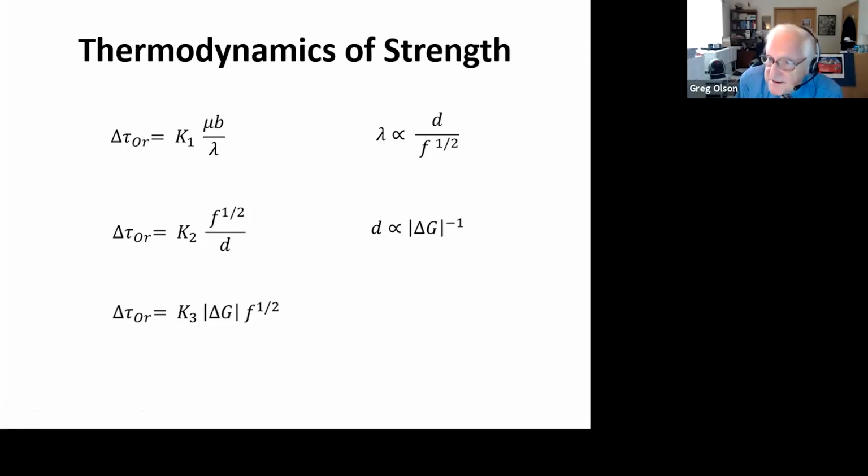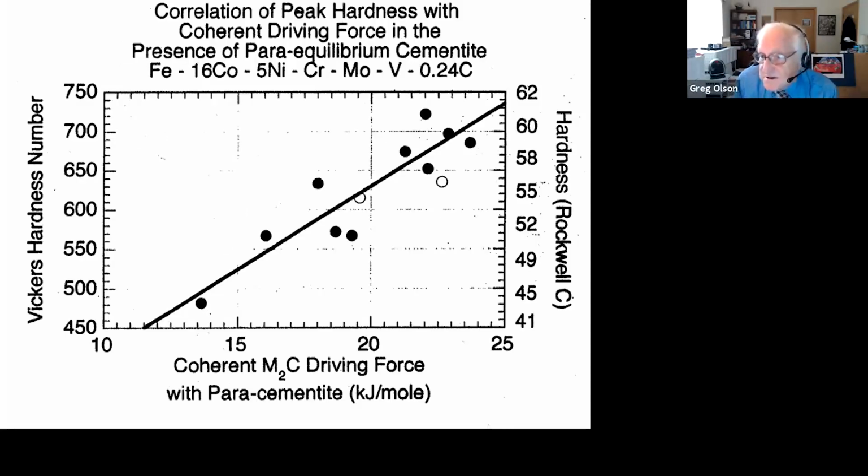So this predicted that we ought to be able to design steels with higher driving forces to get more efficient strengthening. And that was then tested by making a series of steels that had a fixed carbon content, setting the ultimate phase fraction of the precipitates. And then we used our coherent thermodynamics to predict the driving force.